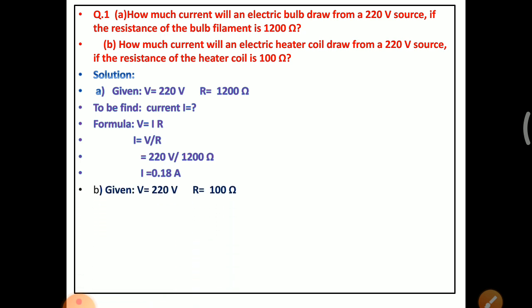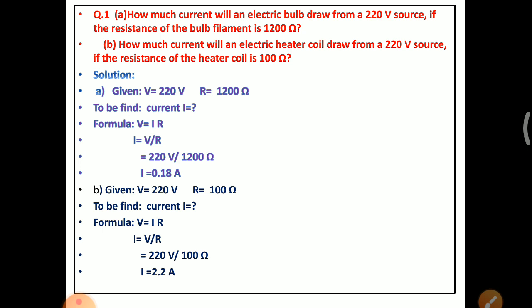In the second question, the voltage is 220 volt, but the resistance of the heater coil is 100 ohm. So R equals 100 ohm. See the unit: voltage in volt and R in ohm, so there is no problem in SI unit. To be found: current I. We know the formula V equals IR, so I equals V by R. The value of V is 220 and the value of R is 100. When I divided 220 by 100, I got 2.2 ampere.